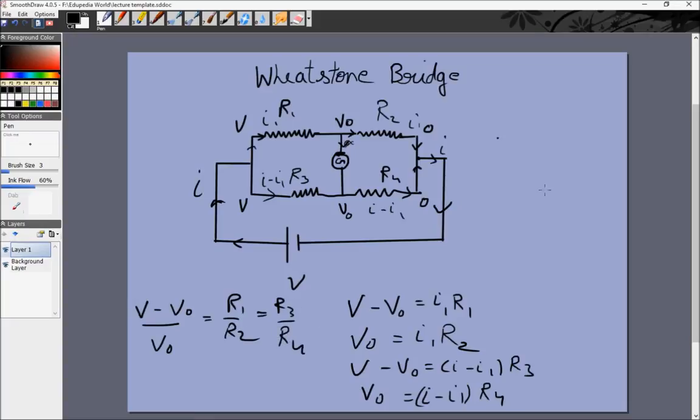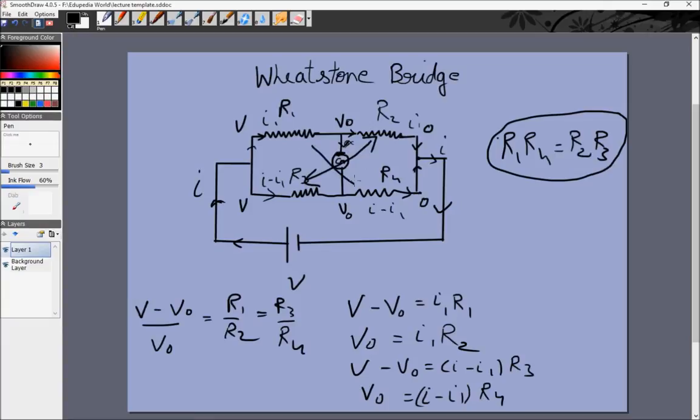So from that we get the relation R1 R4 is equal to R2 R3. Or the products of the opposite resistances are equal. The product of these 2 resistances is equal to the product of these 2 resistances. Anytime that is true, then these 2 points will have the same potential and there will be no current flowing through this wire. This can actually be used to measure an unknown resistance.